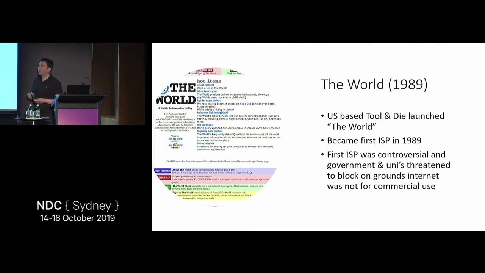1989 sees the creation of the world's first ISP by a New Jersey-based company, and they introduced this ISP called The World. And this is controversial at the time because no one's done this before, and a number of different governments and universities threatened to block access from The World, on the grounds that this network was not intended for commercial use.